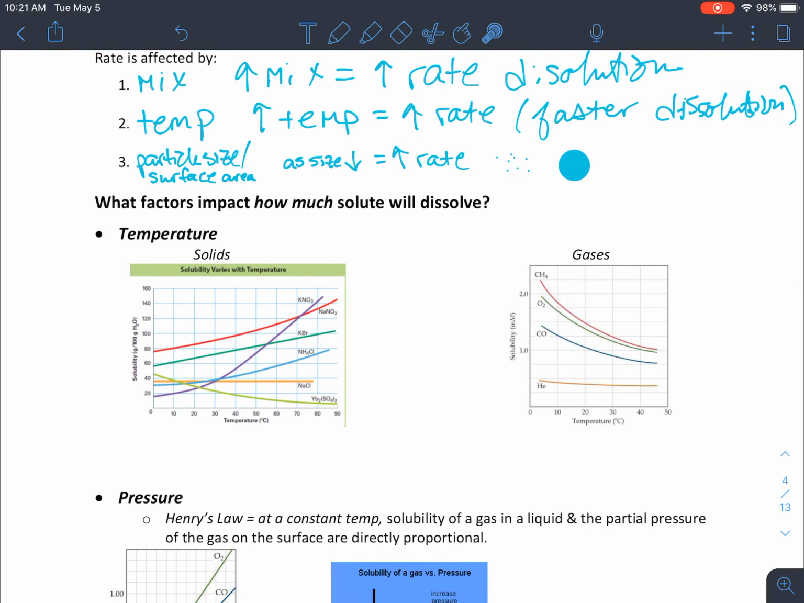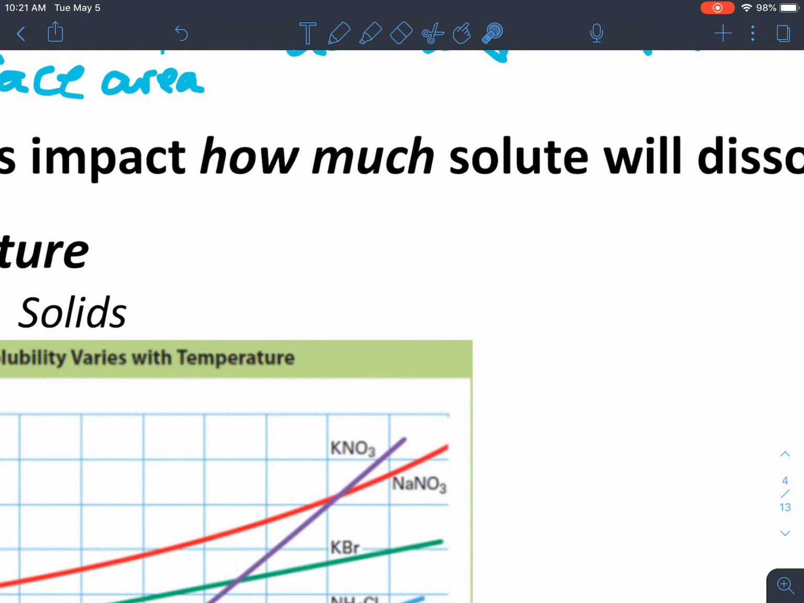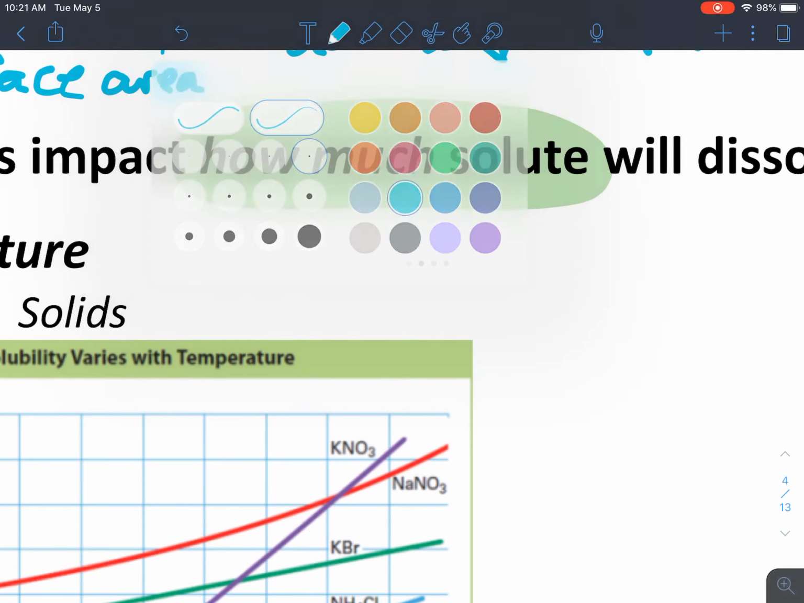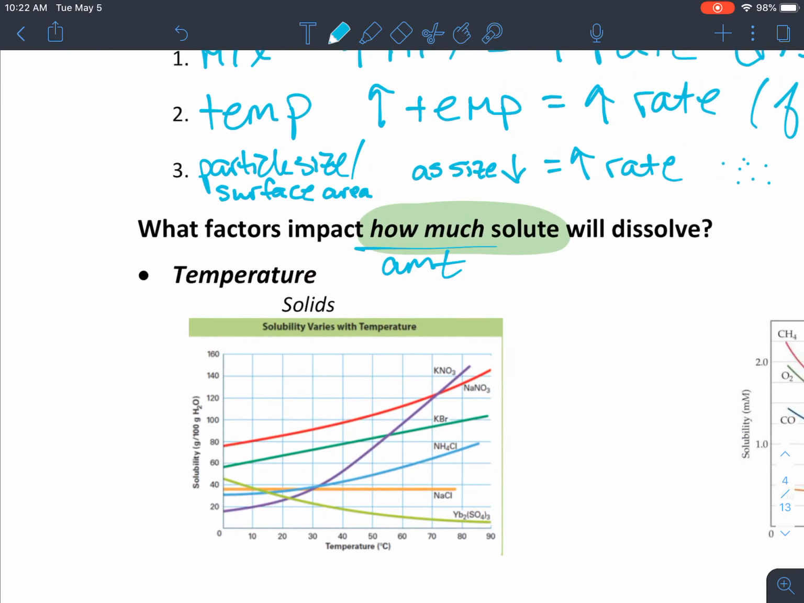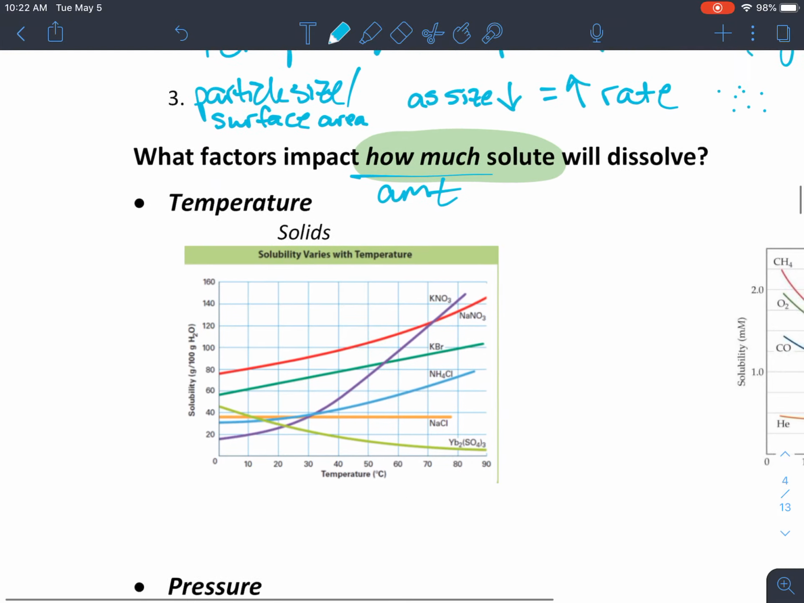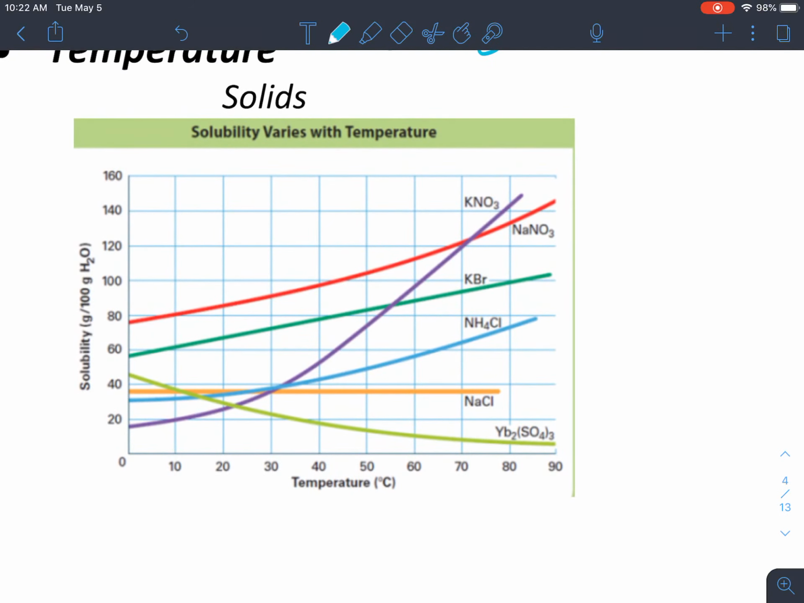Next up is what factors impact how much solute will be dissolved. So what we just talked about was the rate at which solute dissolves. Now we're talking about the amount of solute dissolving. So in what circumstances are we able to dissolve more? In what circumstances do things dissolve less? First we're going to take a look at this temperature diagram.